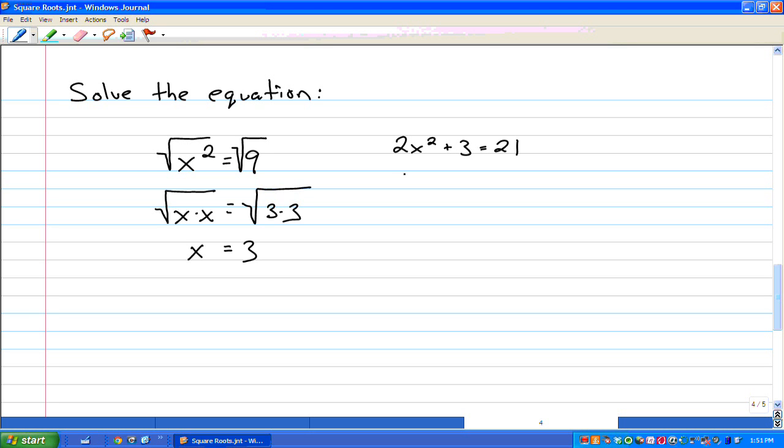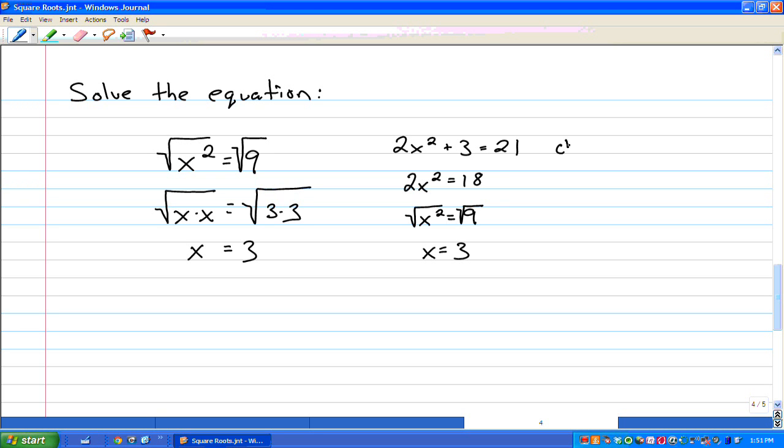Okay. First thing you should do is subtract 3 from both sides. You would get 2x squared is equal to 18. Then what you want to do is divide by 2 on both sides, and you would get x squared is equal to 9. The last step is just like what we did on the left, square root, and x is equal to 3. Well, that's really odd, just what we had before.